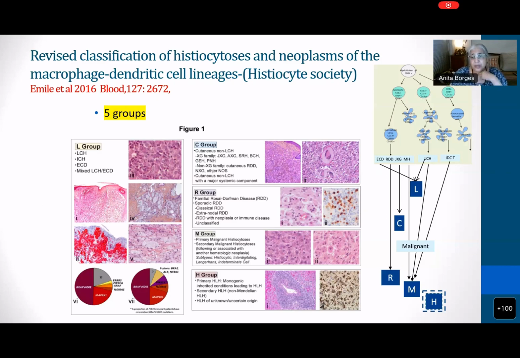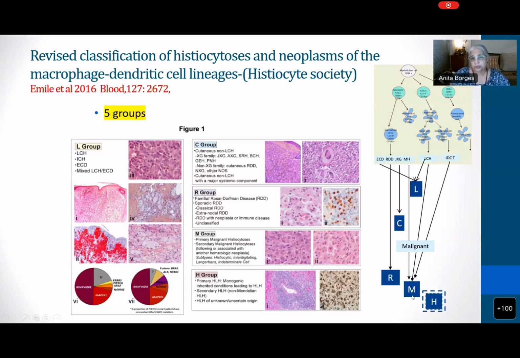Okay. Then you have the C group. What's the C group? It's cutaneous, because these all affect the skin. They may affect some other site, but the primary occurrence of these lesions is the skin, and therefore cutaneous. And the example of this is juvenile xanthogranuloma. Then, of course, you have Rosai-Dorfman disease, which is just called R. So that's the R group.